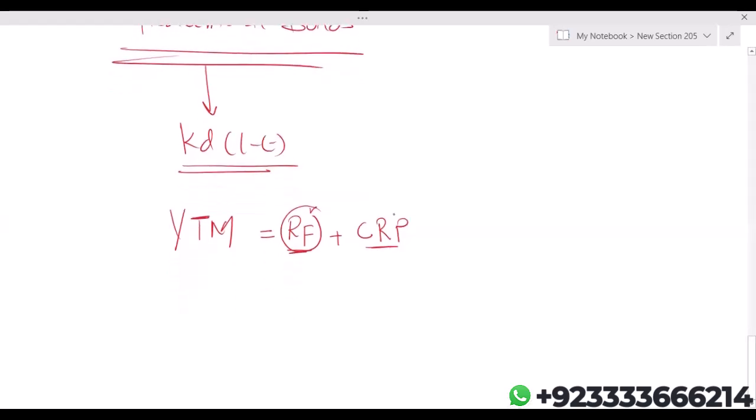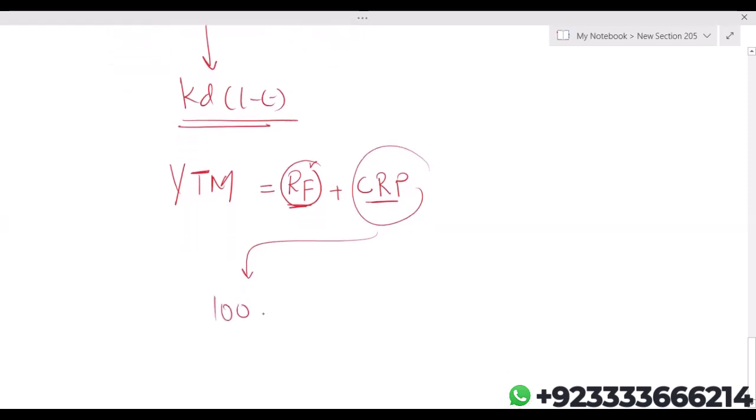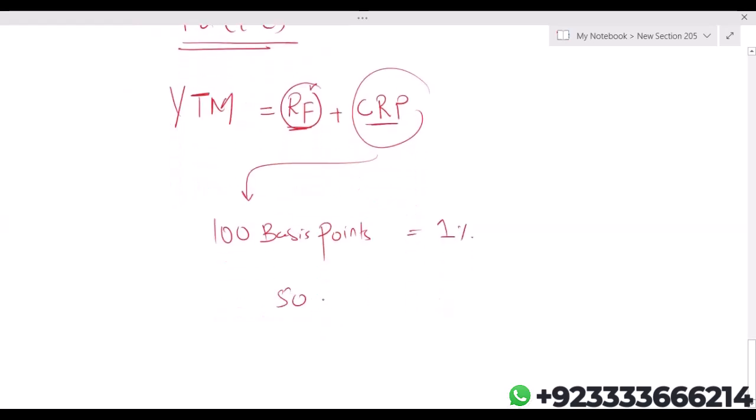CRP is credit risk premium. Another name for the CRP is default risk premium. This CRP will always be given to you in basis points, and you need to know that 100 basis points are equal to 1%. If the examiner has given you 50 basis points for the CRP, then in terms of percentage it is 0.5%. So simply, 100 basis points are equal to 1%.